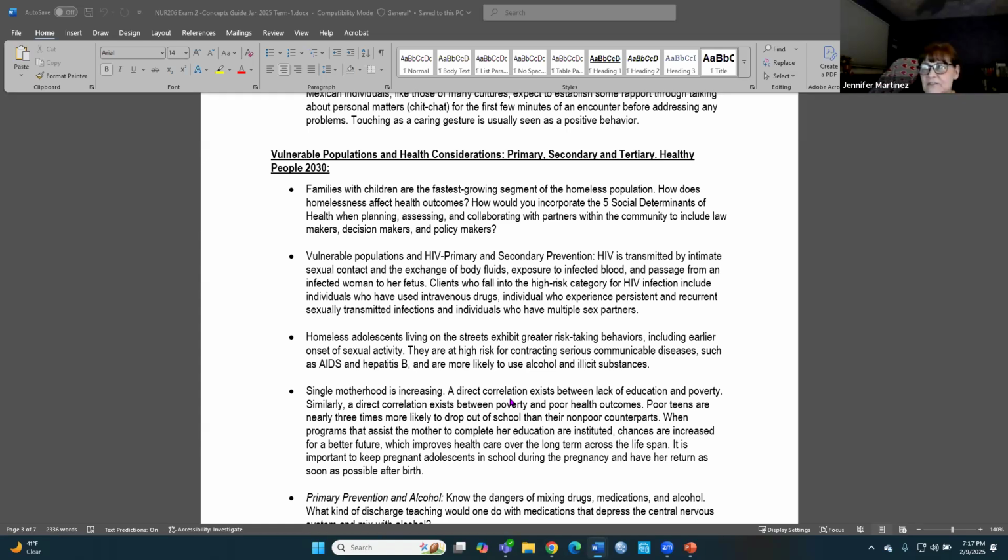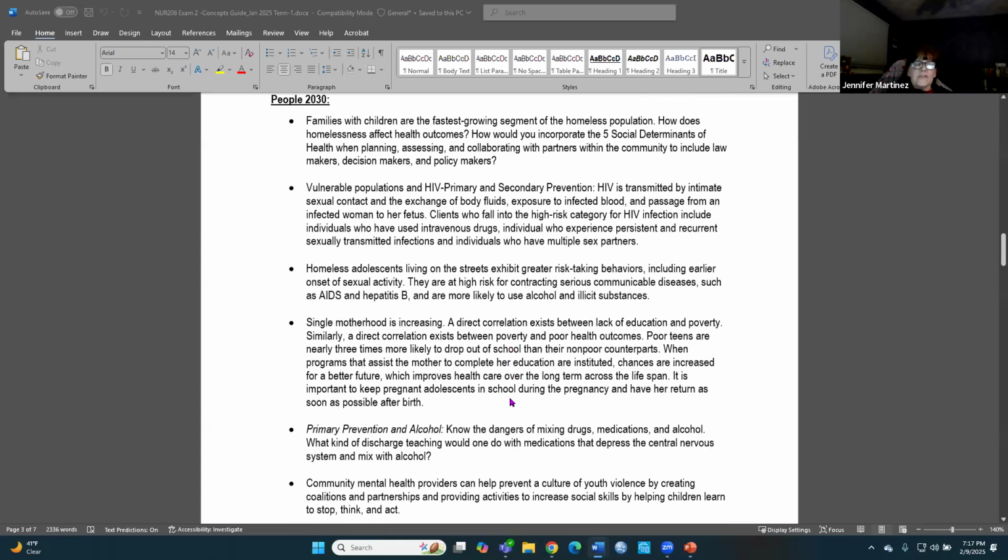Homeless adolescents living on the street also are exhibiting greater risk taking behaviors, right? So they generally will have an earlier onset of sexual activity. So they also are at a greater risk of contracting AIDS as well as hepatitis B. So this population is especially at risk as well. Other risks, you're pregnant, your single motherhood is increasing. What are some risks associated with being a single mom?